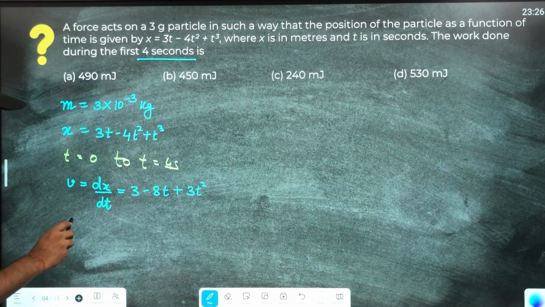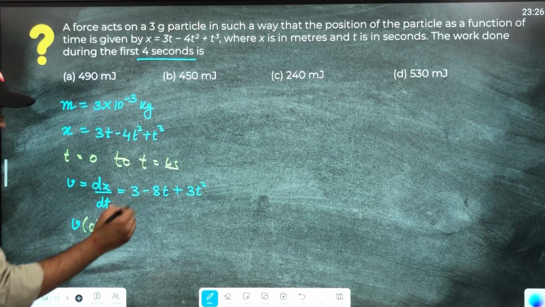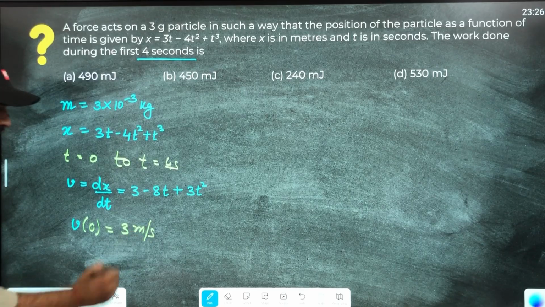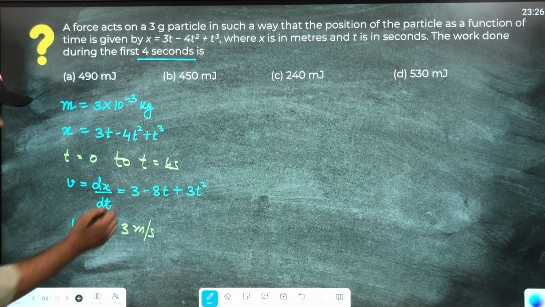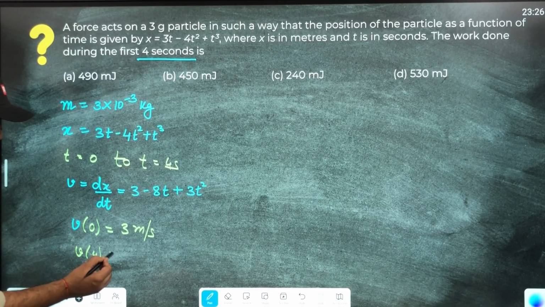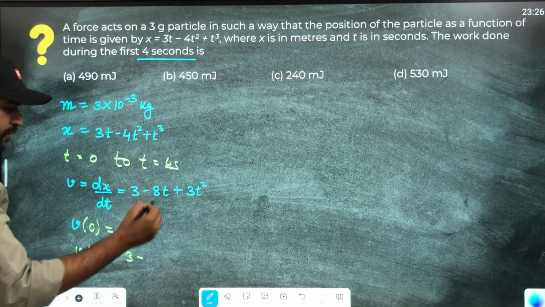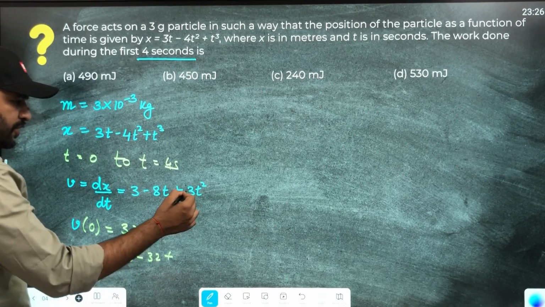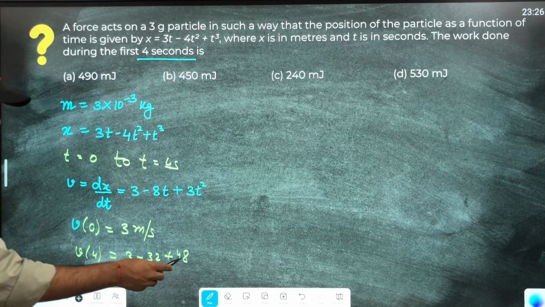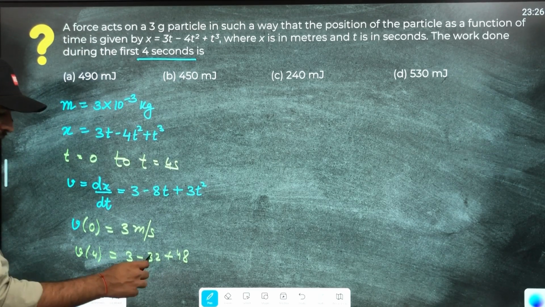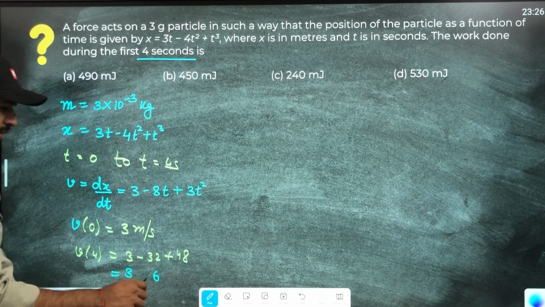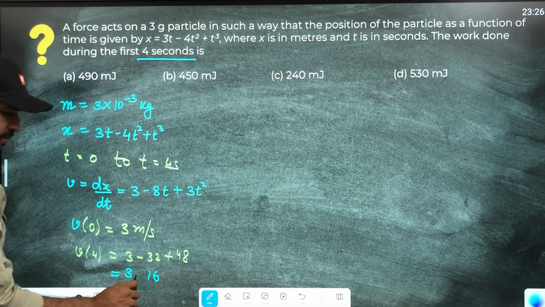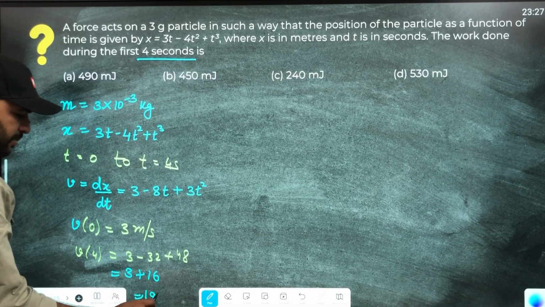And if this is a velocity function, what's the velocity at t equal to 0? So velocity at t equal to 0 is nothing but 3 meter per second, right? Putting t as 0 here, it will be 3 meter per second. What's the velocity at 4 second? Let's solve it. So velocity at 4 second will be 3 minus 8 fours are 32 plus 4 fours are 16, 3s are 48. Correct? So now 48 minus 32, that's 16. Now plus or minus, plus. So 16 plus 3, that is 19 meter per second. I hope this is clear.